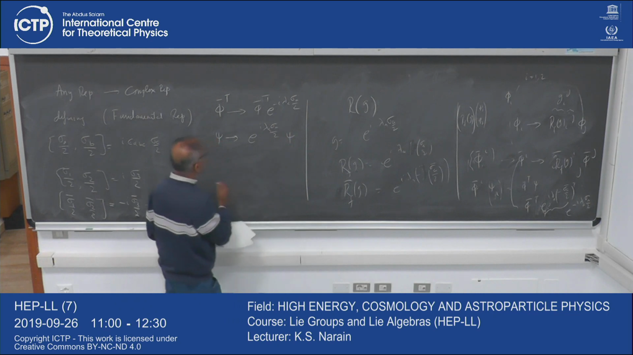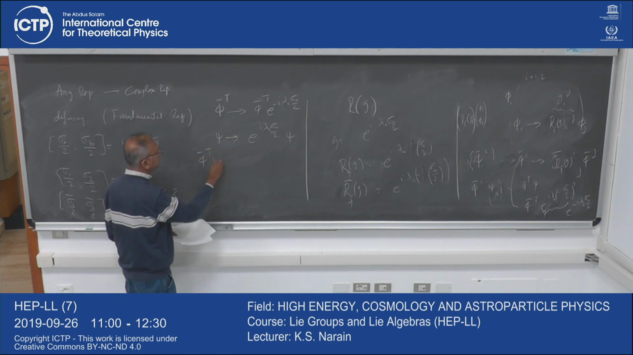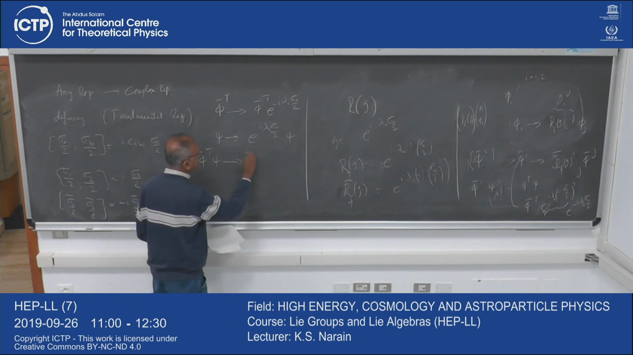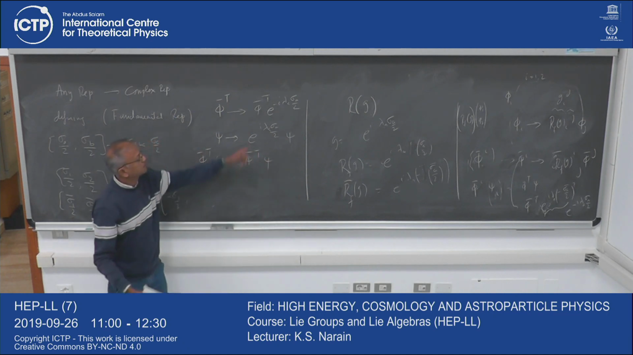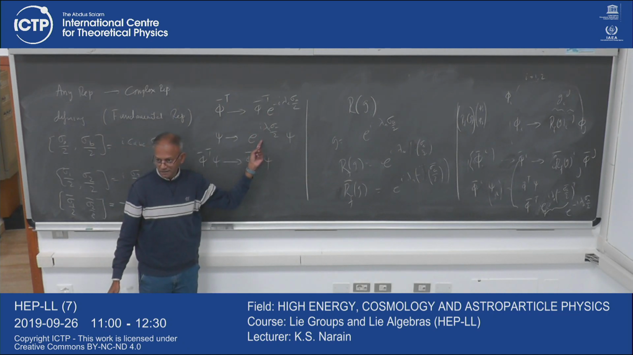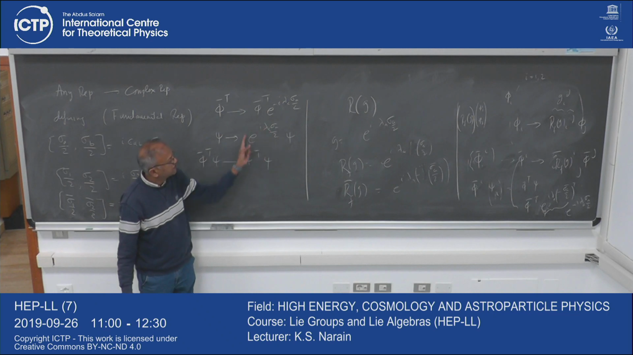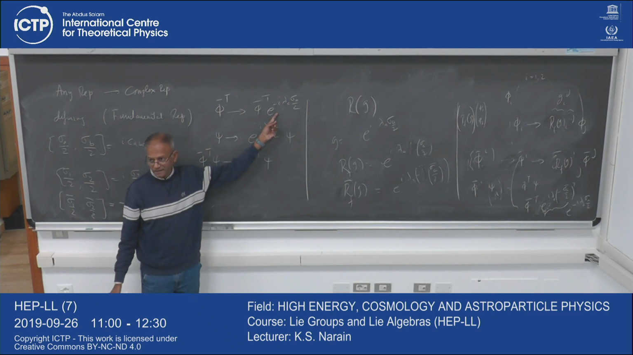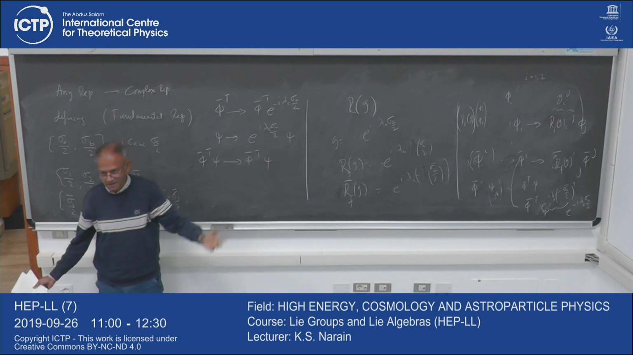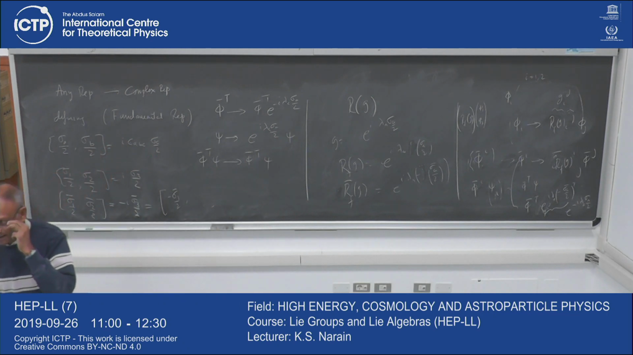So then it's clear that phi bar transpose psi goes to phi bar transpose psi, because these two things cancel. Right? So this was its original G, and this is G dagger. And G is unitary, right? The SU2 group is unitary, so it cancels.